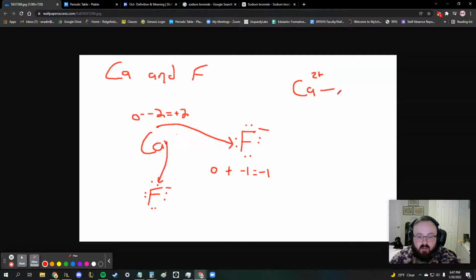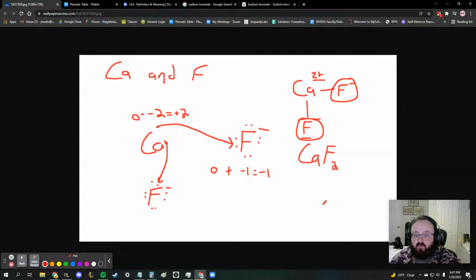So what we end up with is something that looks like this. Calcium with a 2+ with our ionic bond to a fluorine with a -1 charge connected to another fluorine with a -1 charge. Now, when we write our formula, we're going to start with our positive ion. Here's our positive. And we're going to do our negative ion. So we get CaF. But this doesn't tell us the whole story. We have 2 fluorine atoms. So we're going to write that down here as a 2.